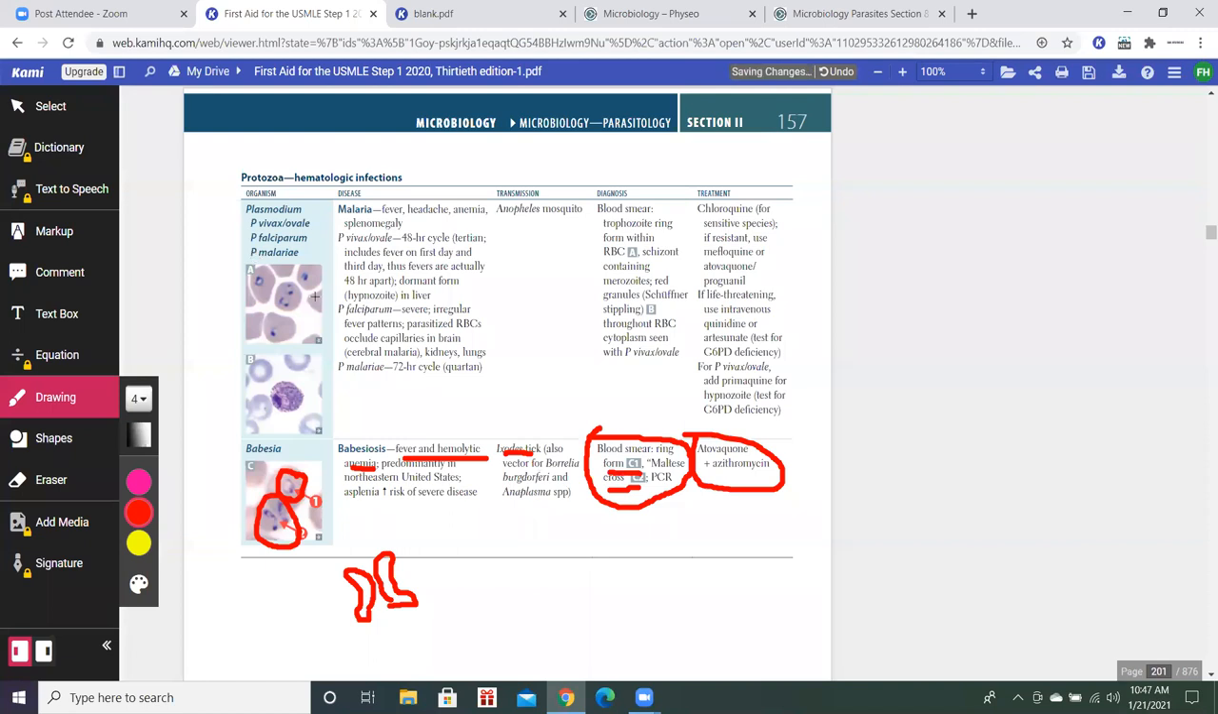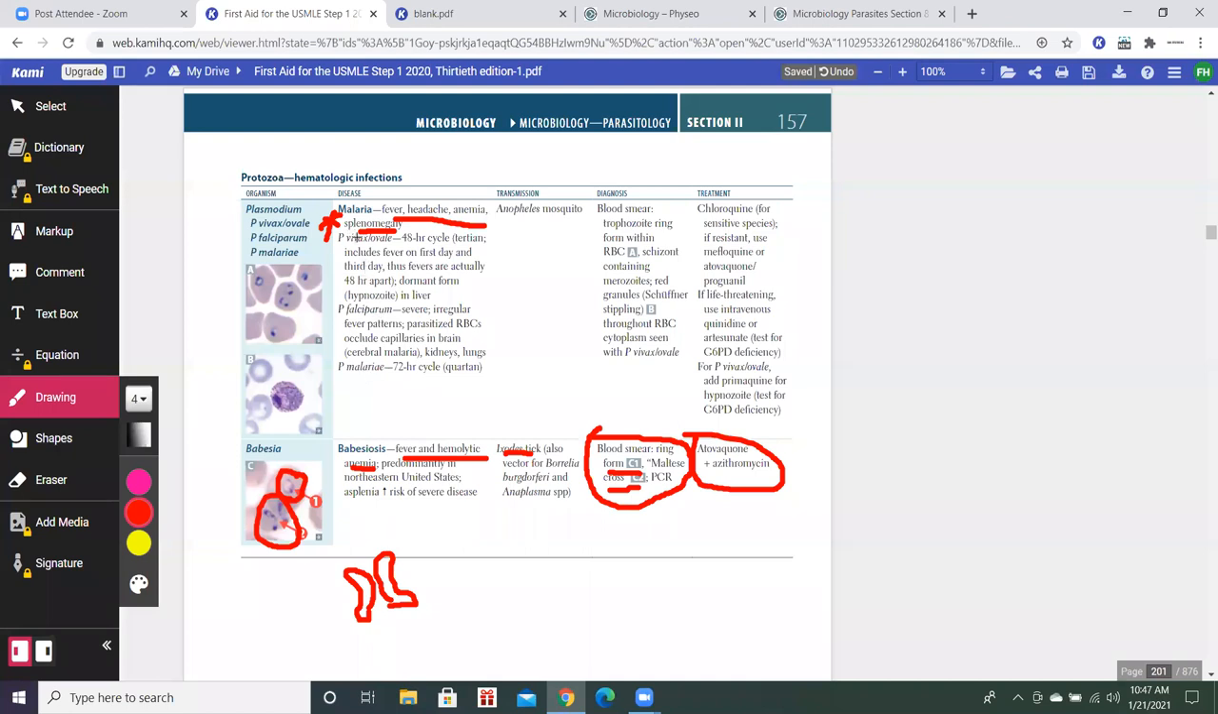The next parasite that we want to go for is Plasmodium. Plasmodium is very high yield because it's responsible for causing malaria. Malaria is basically a disease where you have fever, headache, anemia, and splenomegaly is very high yield. You can get splenomegaly. The types of Plasmodium that we deal with are Vivax, Ovale, Falciparum, and Plasmodium malariae.